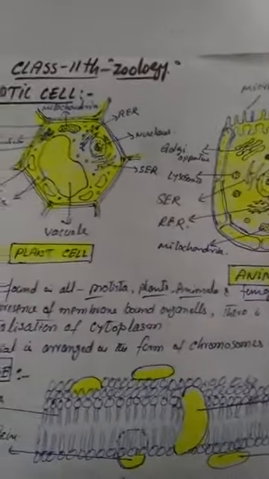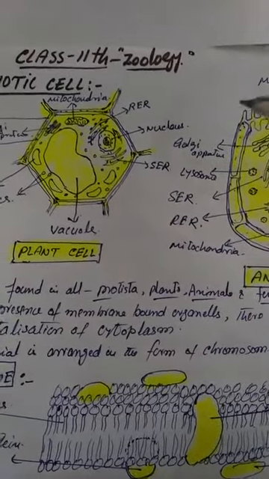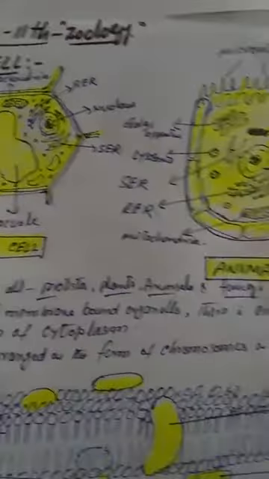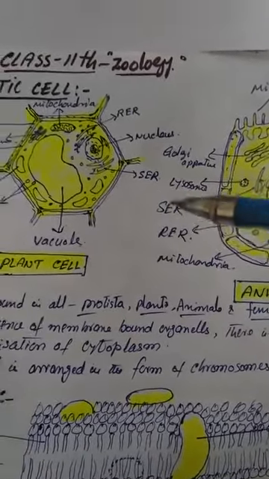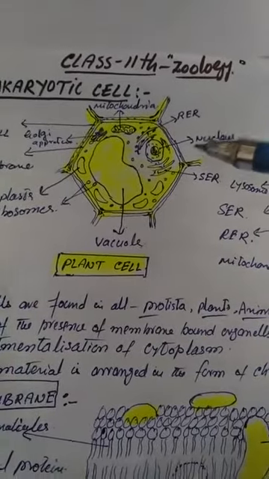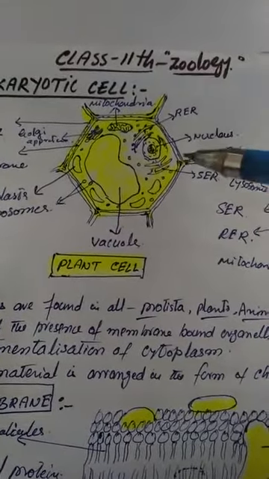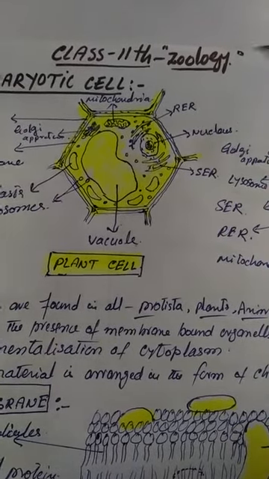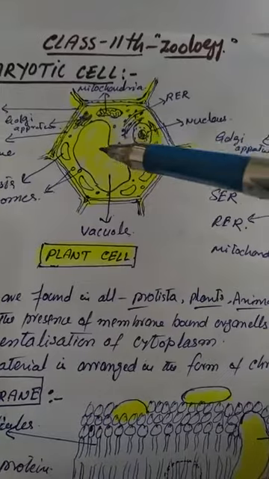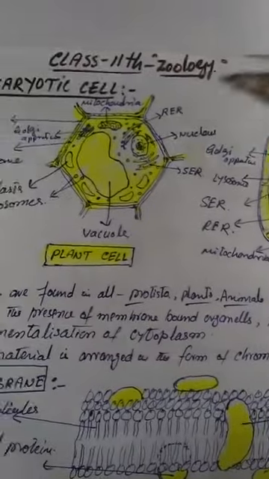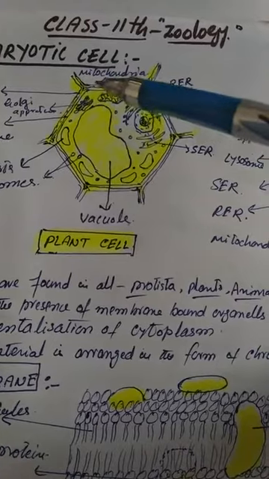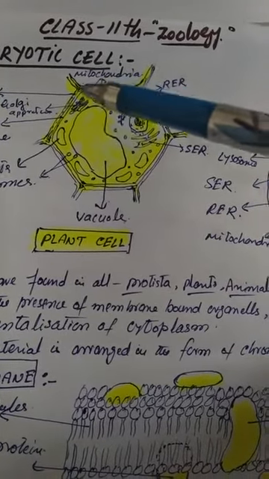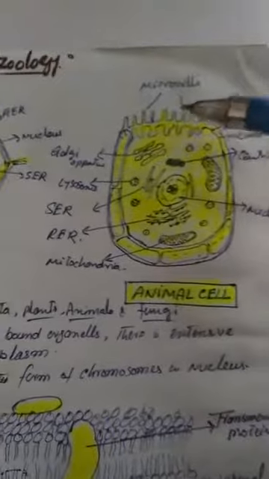Here in this sketch I have drawn the structure of a typical plant cell as well as an animal cell. Both are eukaryotic cells, and you can see the main organelles in these cells are almost similar, except that the plant cells have a large vacuole, whereas in animal cells these large vacuoles are absent. Another difference is that plant cells have a cell wall, or cellulosic cell wall, whereas the cell wall is lacking in animal cells.